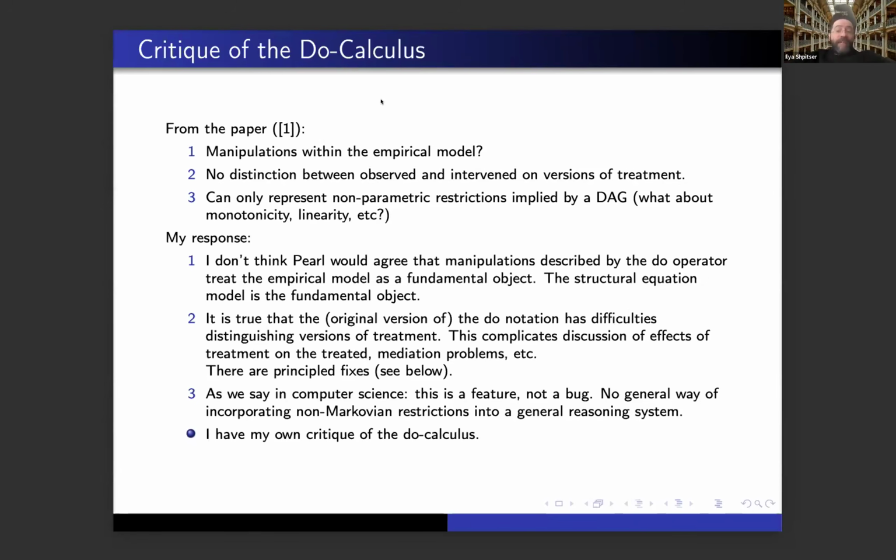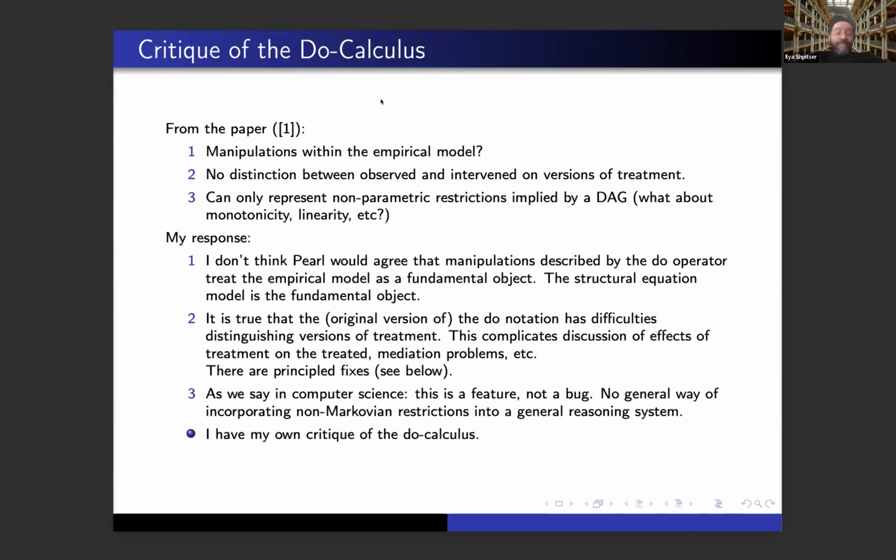I think the critique two is right on the money. I think it is true that the original do notation had some difficulties representing multiple treatment versions. And this comes up for things like effective treatment on the untreated or mediation problems being difficult to express with the do notation. If you notice in Pearl's causality book, he doesn't actually represent mediation with do notation, precisely for this reason. Although there have been recent extensions that sort of changed that, and I'll talk about some of them below.